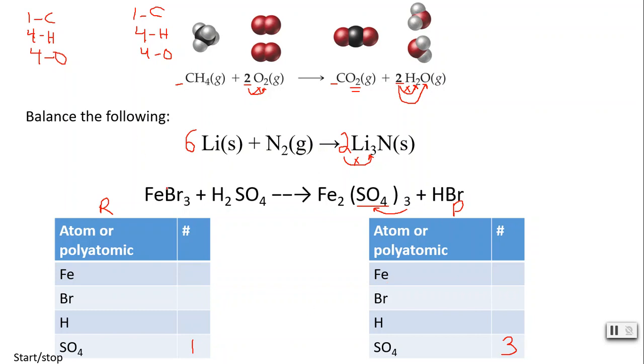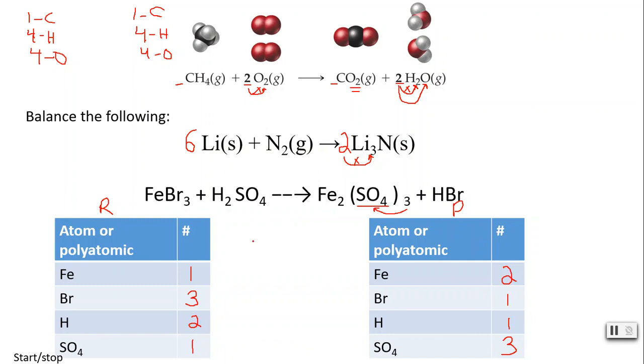Okay, so now let's go back and take stock of how many of the other types of atom we have in reactants and products. On my reactant side, right now I have 1 iron. If there's no coefficient out front, that means that's an implied 1. I have 1 iron. I have 3 bromines. And I have 2 hydrogens. On my product side, I have 2 irons. I have 1 bromine, and I have 1 hydrogen.